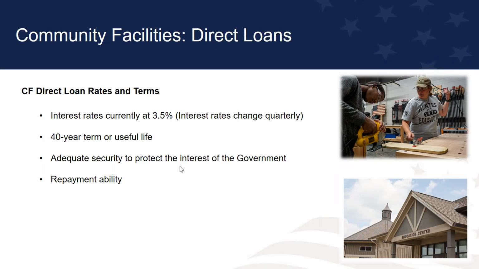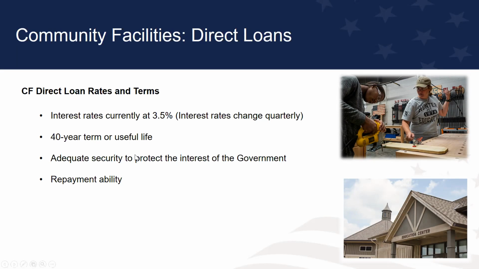Our loan terms are also much better than what you can typically get on the commercial market. We have a 40-year term for our community facilities direct loan program, or the life of the facility. The average loan term that we probably see is somewhere between 30 and 35 years. It's usually based upon the life of a newly constructed facility. We do require that we take a look at and make sure there's adequate security. So we typically take a lien on the building, a lien on the facilities and the land that the facility is located on. We also do a feasibility analysis to make sure that the applicant can repay the loan.